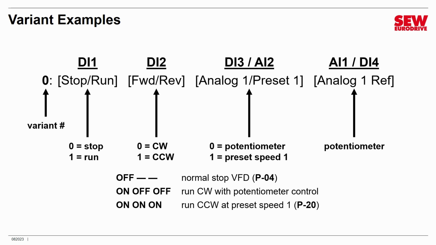So this gives you both fine control and a fixed control. You have direction control, and you have run and stop. So this is one variant. This is variant 0. Let's look at another variant and see how this works.